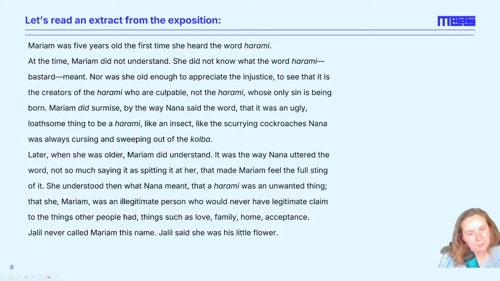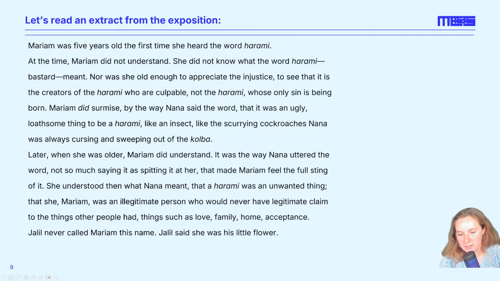So, Mariam was 5 years old the first time she heard the word harami. At the time, Mariam did not understand. She did not know what the word harami, bastard, meant. Nor was she old enough to appreciate the injustice, to see that it is the creators of the harami who are culpable, not the harami, whose only sin is being born. Mariam did surmise, by the way Nana said the word, that it was an ugly, loathsome thing to be a harami, like an insect, like the scurrying cockroaches Nana was always cursing and sweeping out of the kulba.